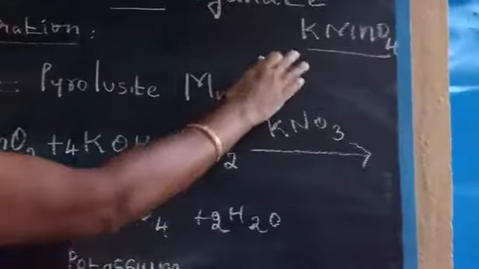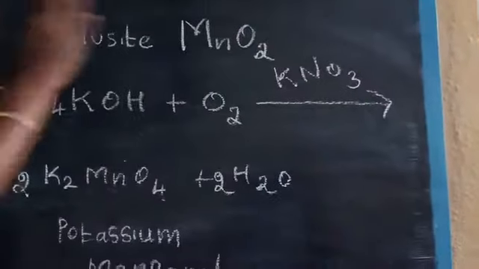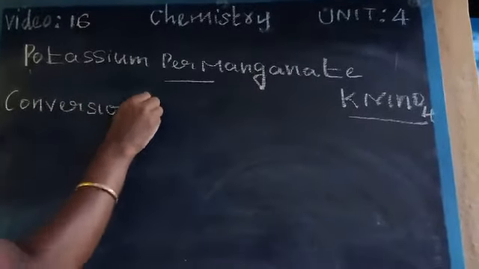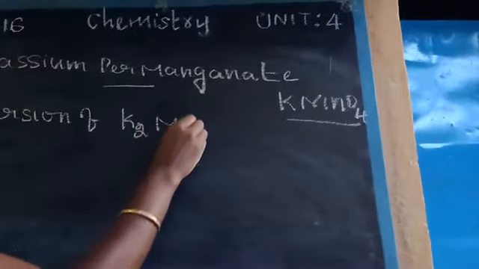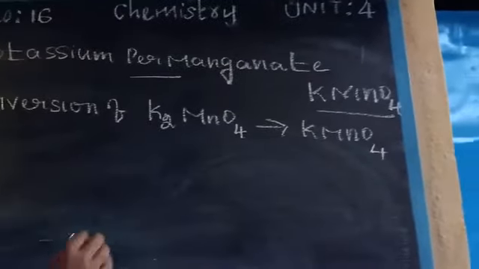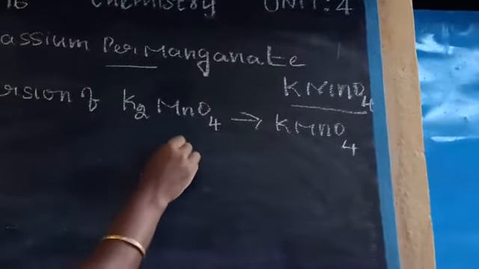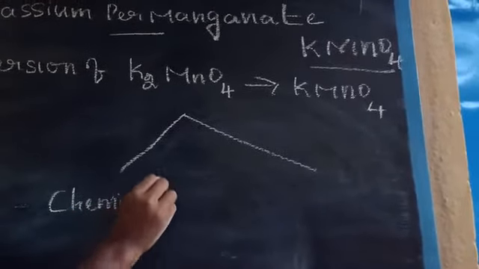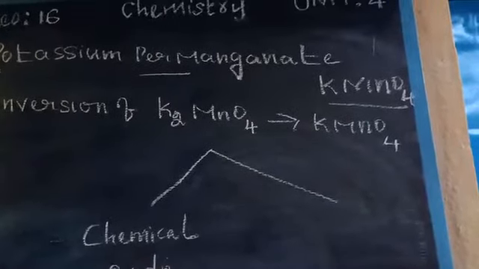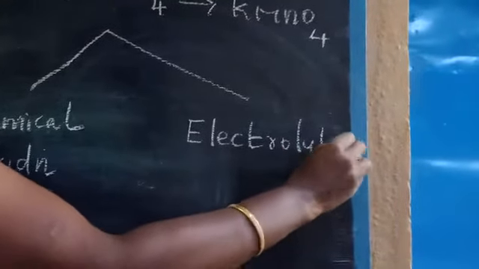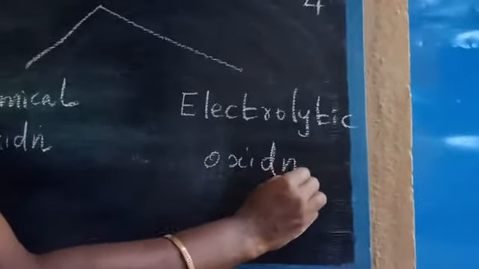Now K2MnO4 is converted into KMnO4. So second step, we are going to see the conversion of K2MnO4 gives KMnO4. Okay, for this preparation it involves two processes. Process number 1, chemical oxidation. Process number 2, electrolytic oxidation.